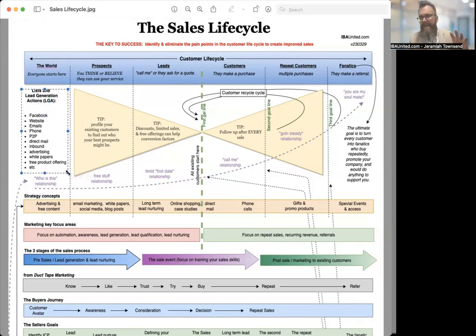List generation actions. Everything is about action. So you might do Facebook, you might have websites, emails, phone calls. You might have P2P, direct mail, inbound, advertising, white papers, free product offerings, trainings, all of that sort of stuff. Those are the sort of things.